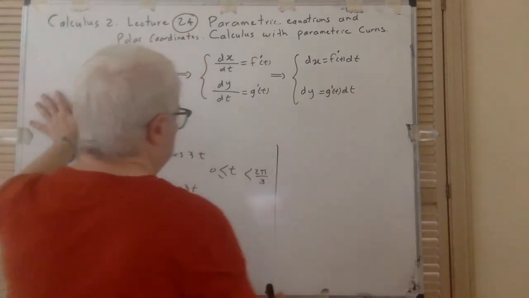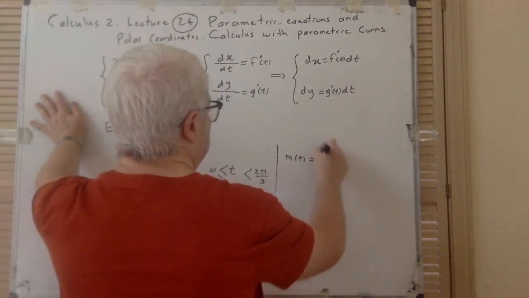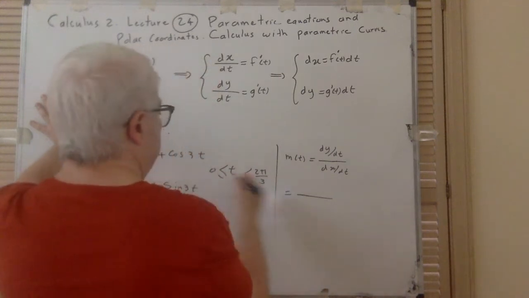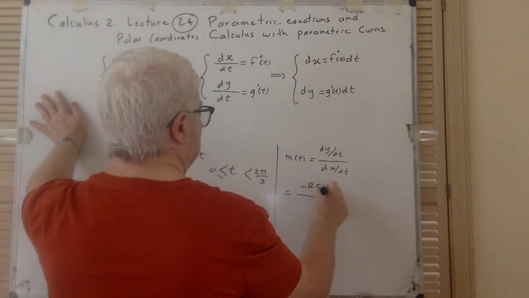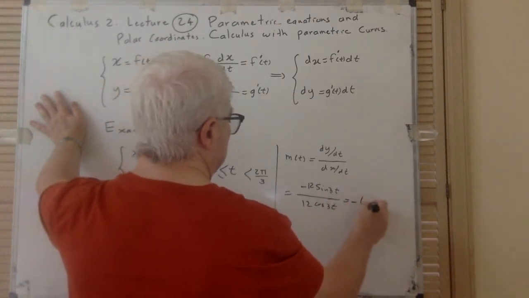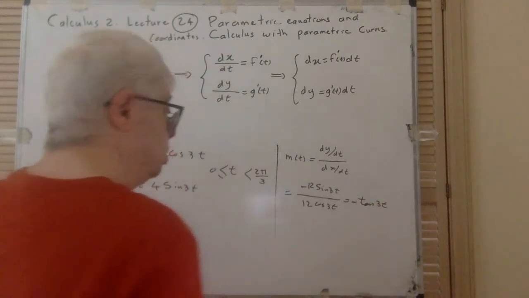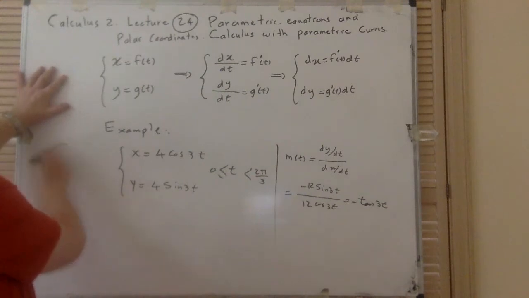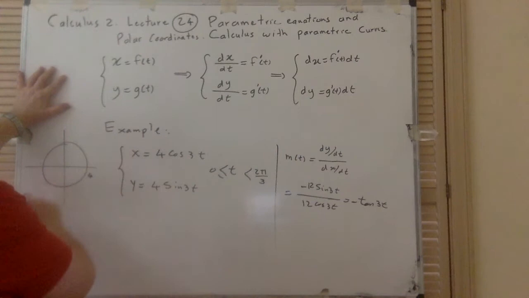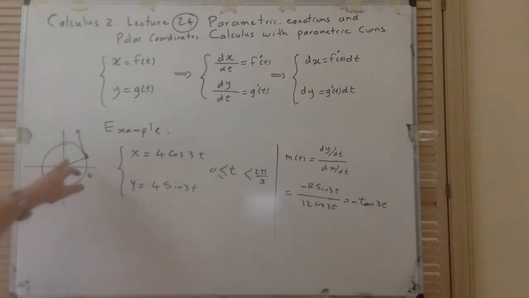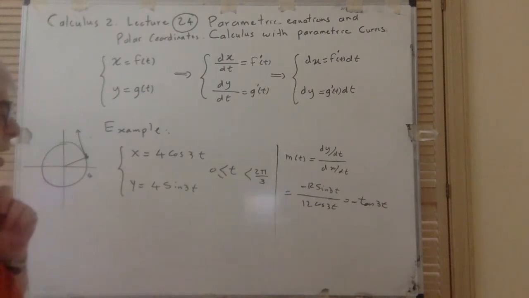And now, m as a function of time is dy dt divided by dx dt. So that is in fact minus 12 sine 3t, and this one is simply 12 cosine 3t. Simplify, I have minus tangent 3t. Minus tangent 3t. So that's amazing, that this is in fact slope. This circle is 4 and it's going fast. So the tangent is tangent of 3t. It's tangent of this angle minus tangent of this angle.